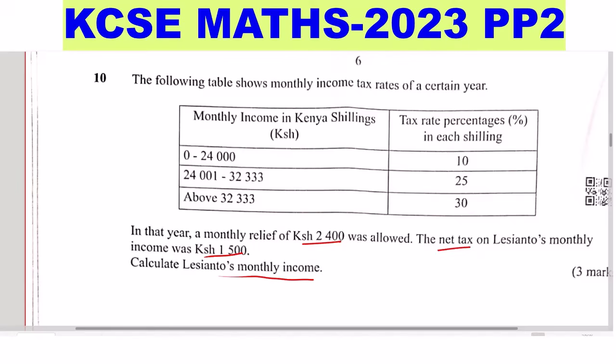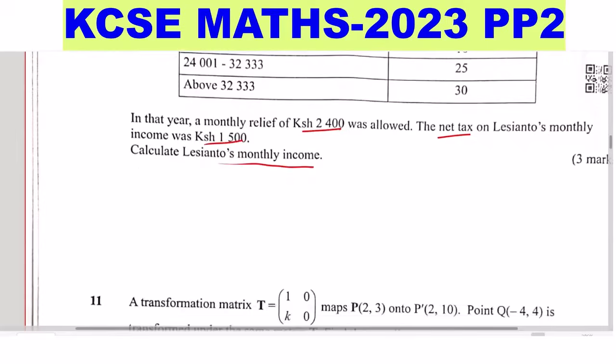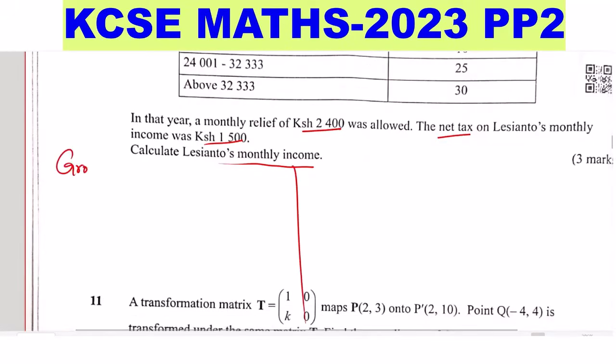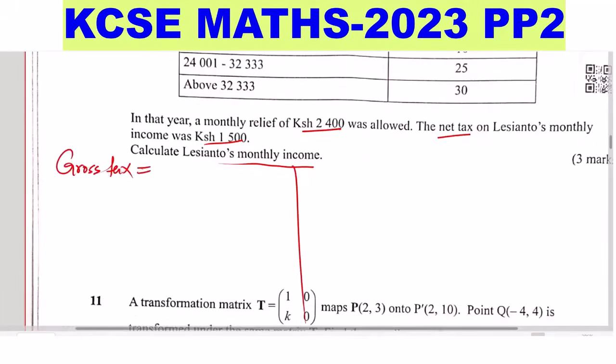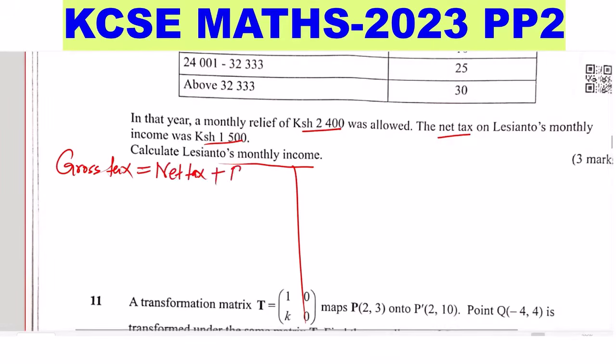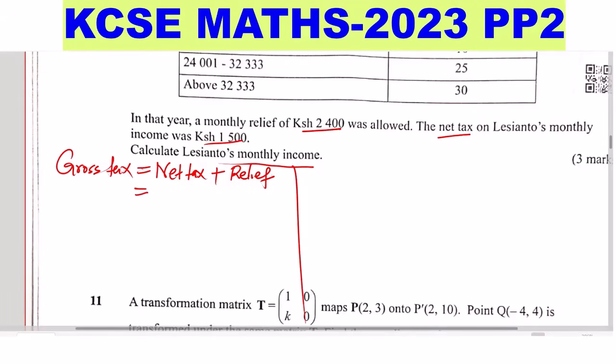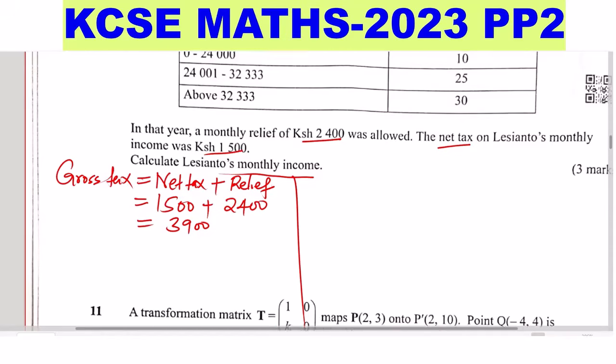You're supposed to get the income. So since you're moving backwards, the first thing you calculate is the gross tax. So how do you get the gross tax? Gross tax is given by, you take the net tax and add the relief. In this case, the net tax is 1,500, then the relief is 2,400. When you add these, you get the gross tax as 3,900. Now we need to get the amount of the income that was taxed in order to get this gross tax of 3,900. Let's go to the slabs.